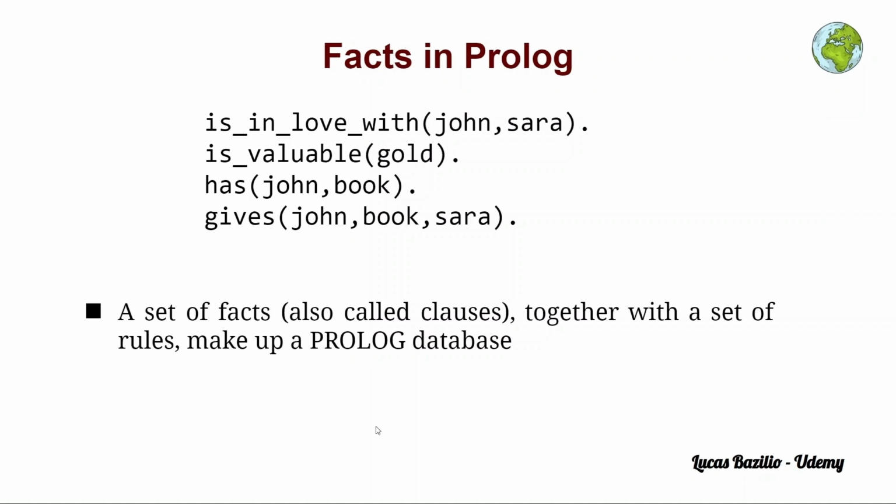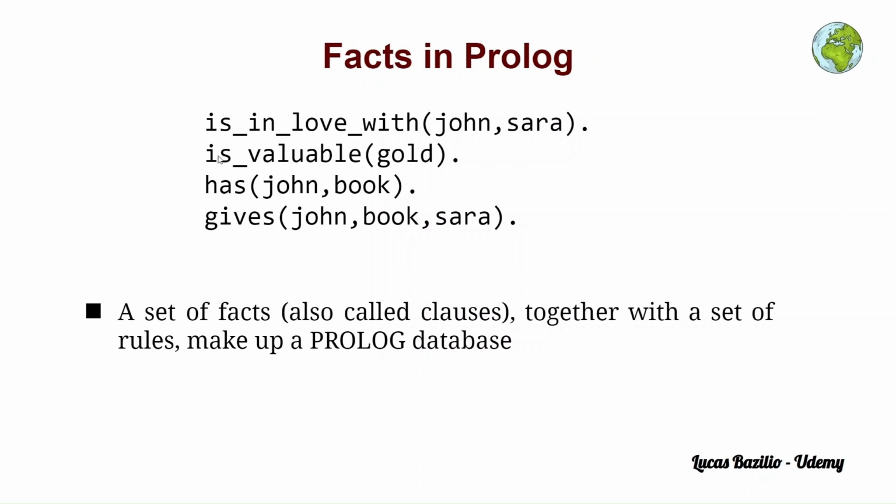A fact is information that we provide to Prolog. In contrast, the relation is basically the name that we decided to put, and the fact is the information saying that John is in love with Sarah. So when we write this to Prolog database, Prolog will learn that John is in love with Sarah. Let us now see the next example.